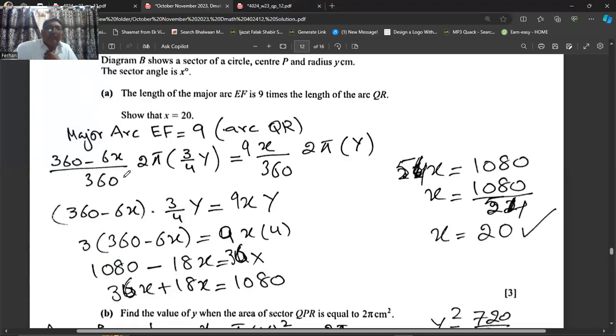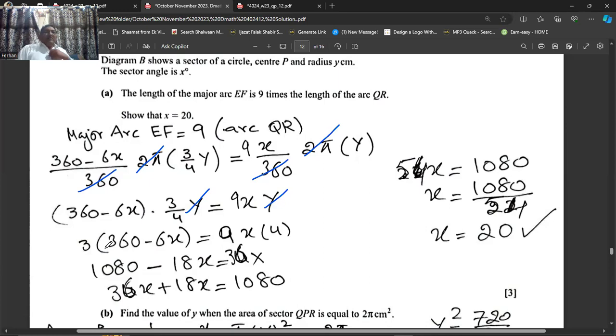This is the angle divided by 360, 2 pi, and its radius is 3 by 4 y. 9 multiplied by the angle of the QR arc, x divided by 360, 2 pi, and its radius is y. Now the 2 pi and the 2 pi will cancel, and the 360 and the 360 will cancel. So you are left on this side with 360 minus 6x and 3 by 4 y, and 9xy. And this y and this y will also be gone.